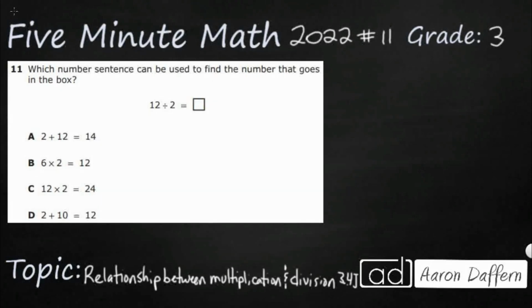Today we are looking at the third grade concept of the relationship between multiplication and division. This is standard 3.4J in the great state of Texas, and we are using item number 11 of the 2022 released STAAR test. If you haven't done so already, please go ahead and take a moment to pause the video, work this problem out on your own, unpause it, and we will look at our answers together.